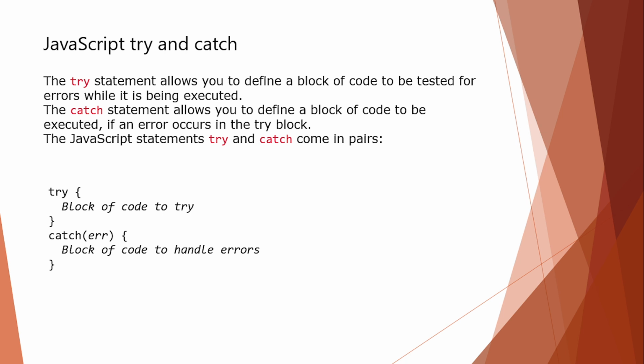JavaScript try and catch. The try statement allows you to define a block of code to be tested for errors while it is being executed. The catch statement allows you to define a block of code to be executed if an error occurs in the try block. JavaScript statements try and catch come in pairs. Means try block of code to try, and catch block of code to handle errors.